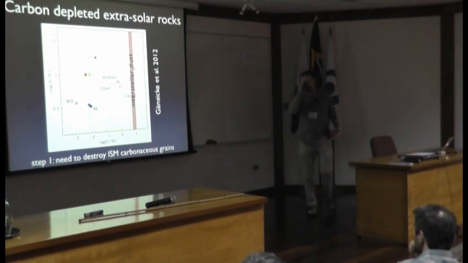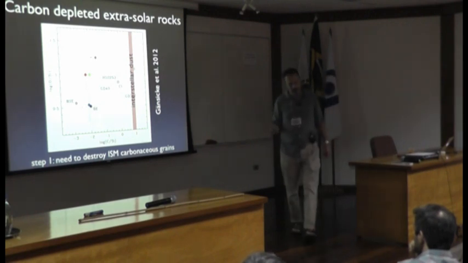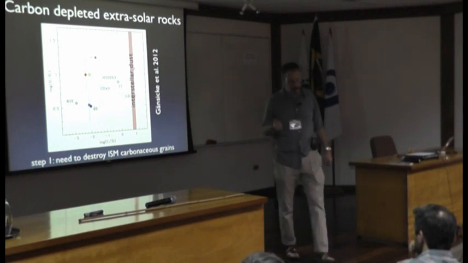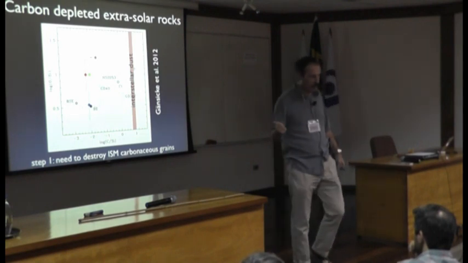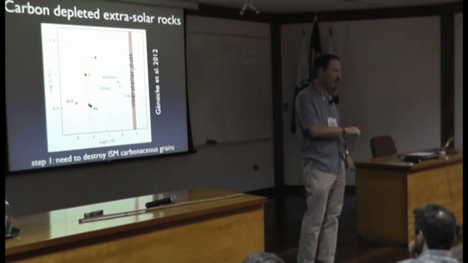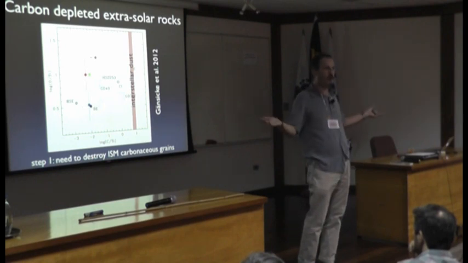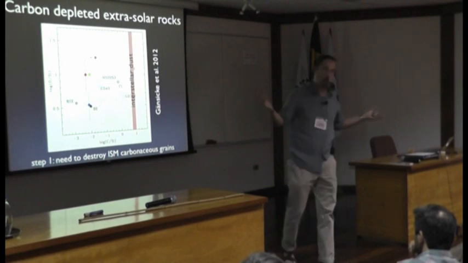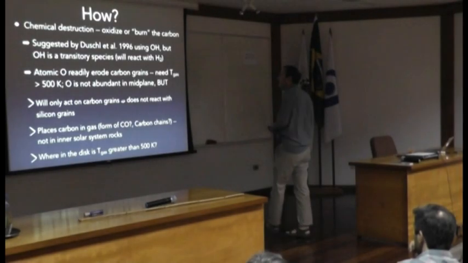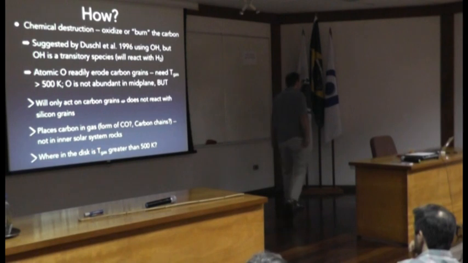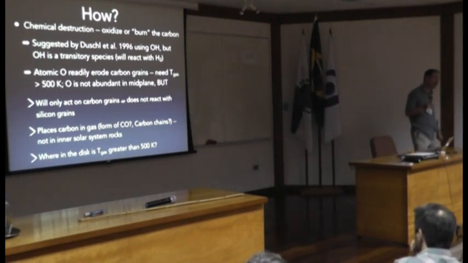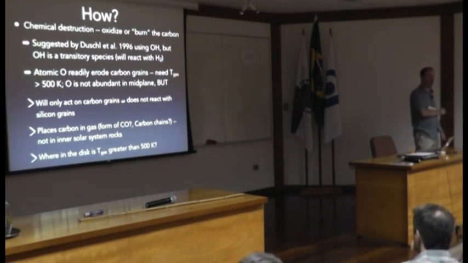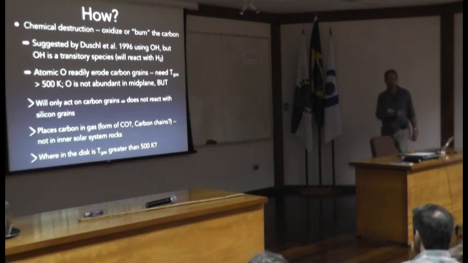So what does that mean? That tells us that whatever process has destroyed a lot of the carbon grains before we made planets is active. It's just part of the process of planet formation. That's cool. So how can you do this? The best idea is that you destroy the carbon grains and leave the silicates alone, by oxidizing the carbon. You just burn it. We know that carbon burns.